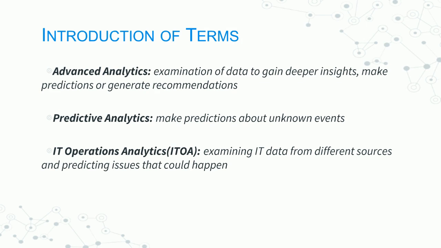So let's start with the definition of advanced analytics. This is defined by Gartner as the autonomous or semi-autonomous examination of data or content using sophisticated techniques and tools, typically beyond those of traditional business intelligence tools to discover deeper insights, make predictions, or generate recommendations. Stemming from that, we have predictive analytics, which is the branch of advanced analytics which is used to make predictions about unknown events.